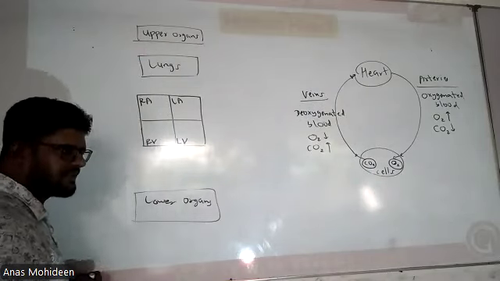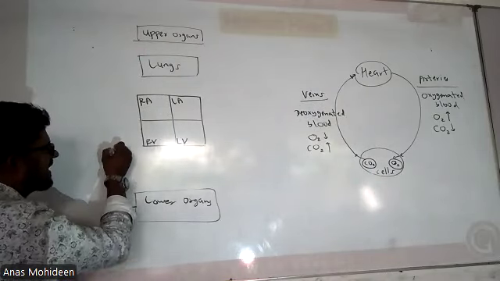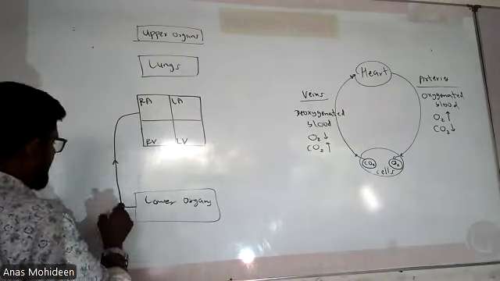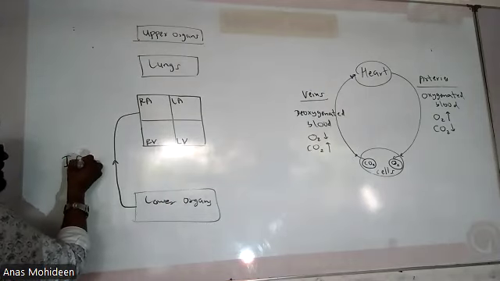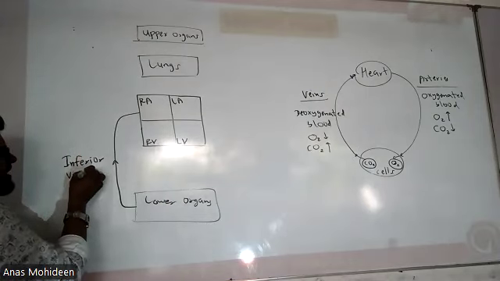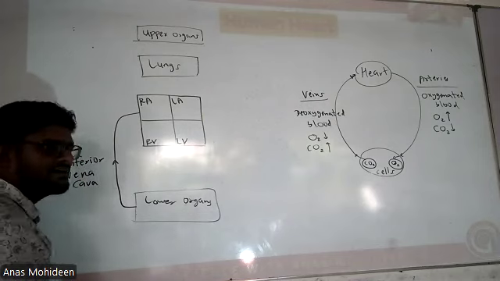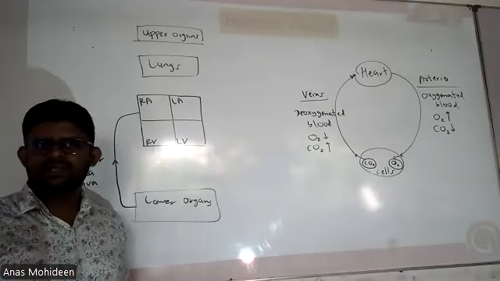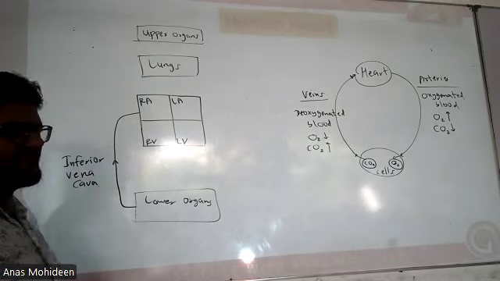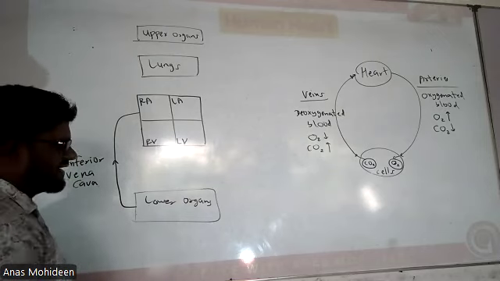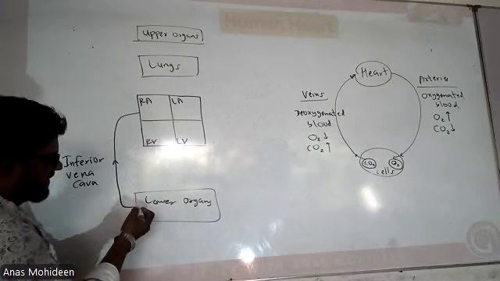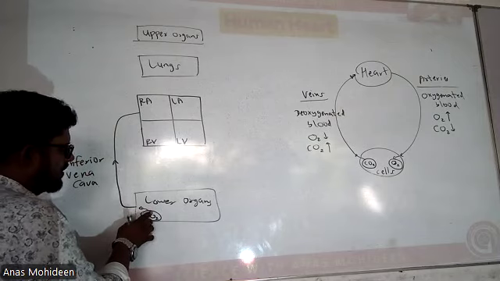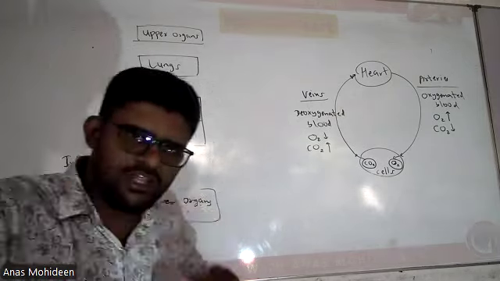This is deoxygenated blood. This deoxygenated blood is carried from the lower organs toward the right side. And who does that? This is done by the inferior vena cava. Inferior vena cava, or else vena cava. It carries deoxygenated blood, giving carbon dioxide, toward the right side, from all the lower organs.